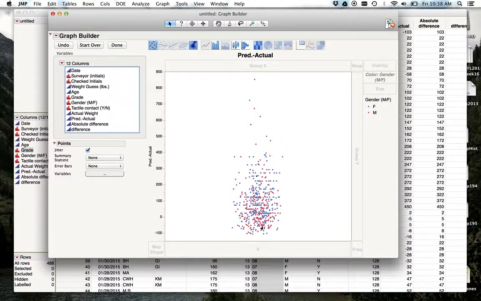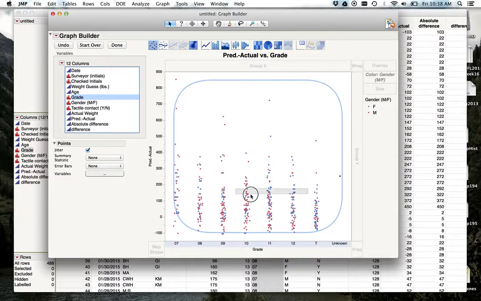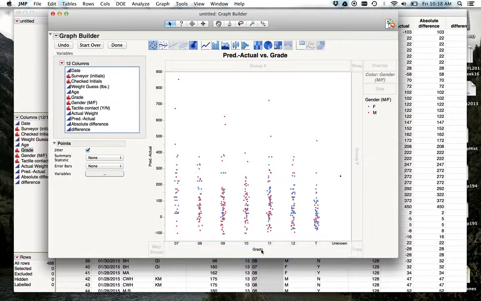Okay. And you can see it's fairly evenly distributed. So the males are this pinkish or reddish color, and the females are blue. It doesn't really look like much of a difference here. But again, maybe there is a difference when we look at, let's see, by grade. Let's go grade. So I'm going to take this grade here, and I'm going to put it down here.